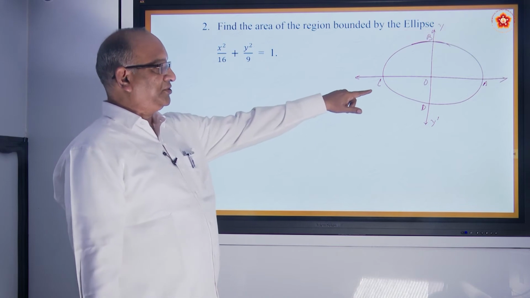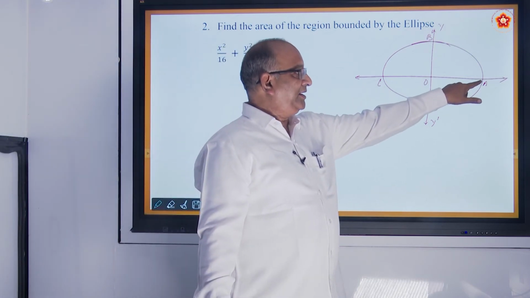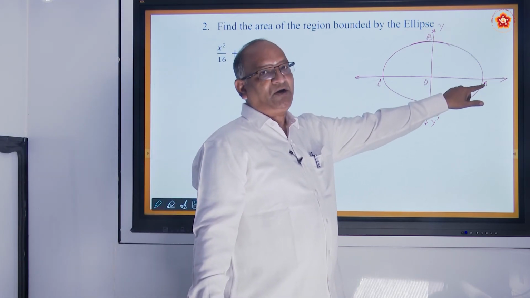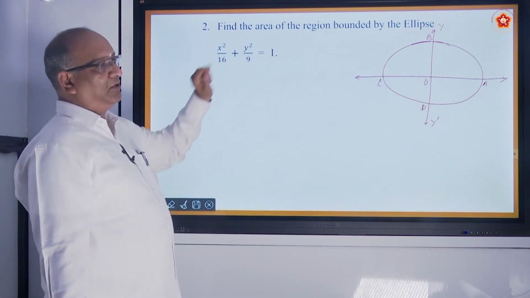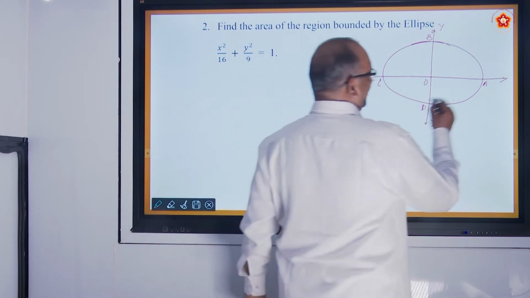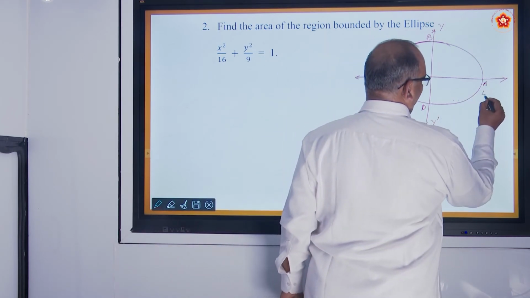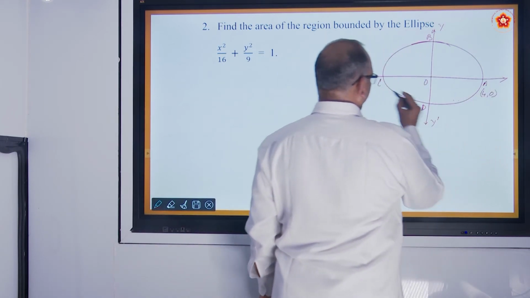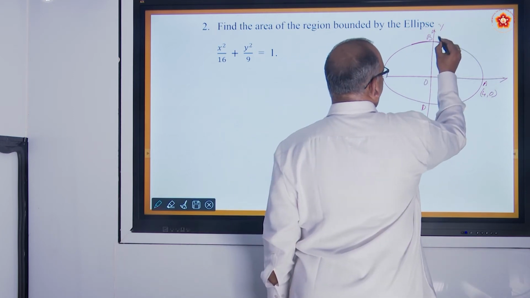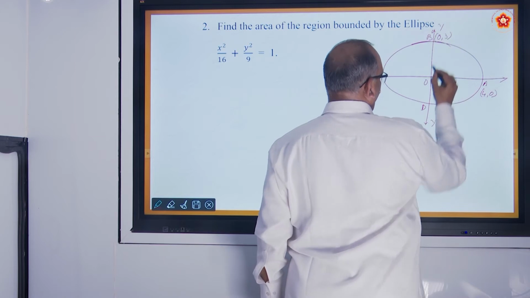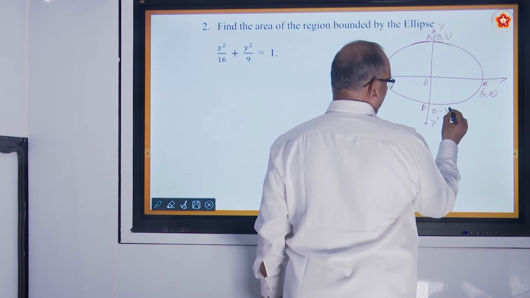Put y equal to 0. If we want to know a point on the x axis, we know that the y coordinate is going to be 0. Put y equal to 0, you get x square equal to 16. So as a result, we can say that the coordinates of A are 4 comma 0. This is going to be minus 4 comma 0. This is going to be 0 comma 3. And this is going to be 0 comma minus 3.